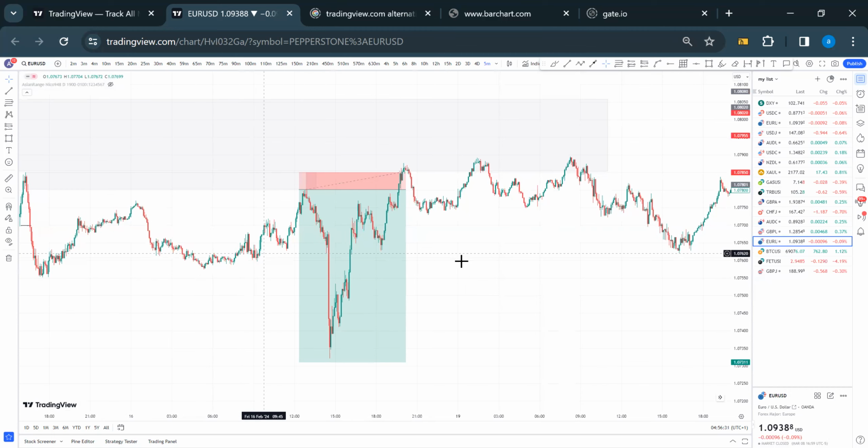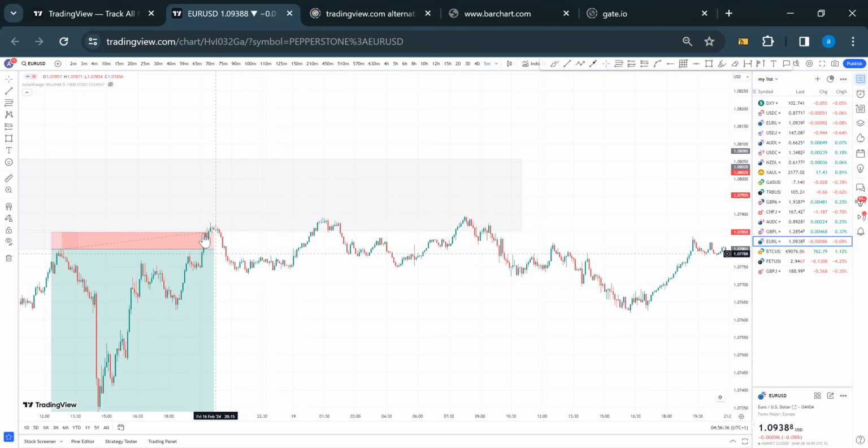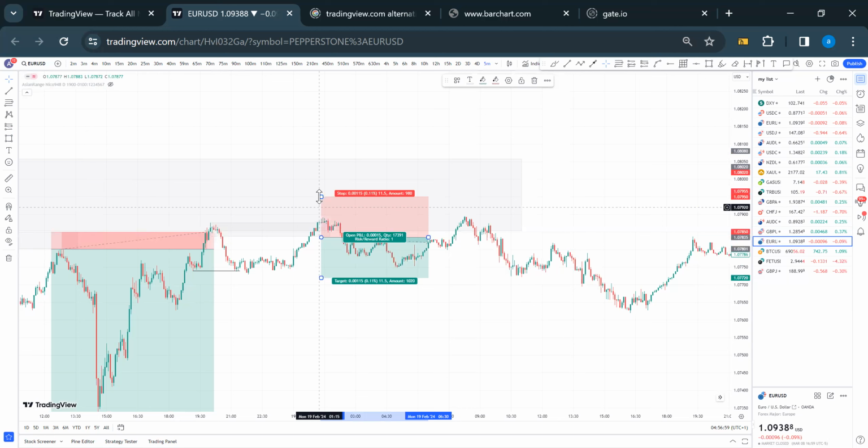Okay. Then price mitigates again. No change of character here. So we have change of character right here. We have change of character there. Then we have a failed trade. We have a failed trade. This hits the SL straight up. Let's give some allowance, 4.1, 5.1. Still hits the SL.